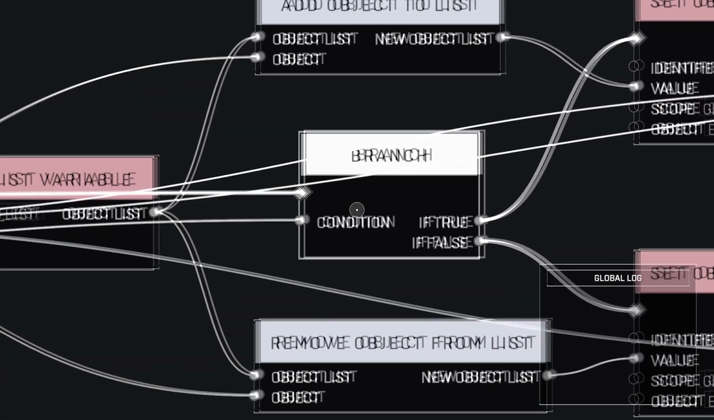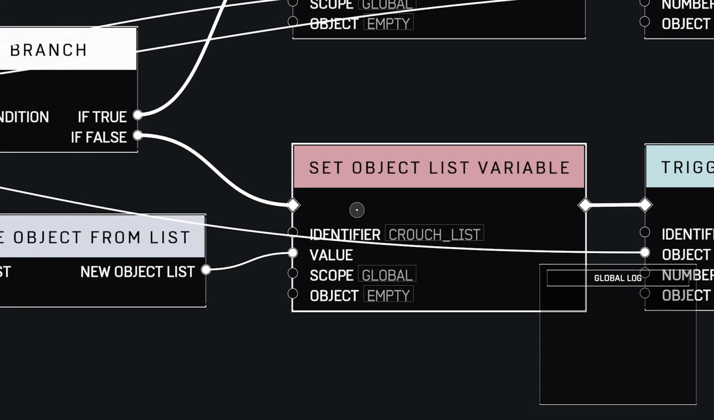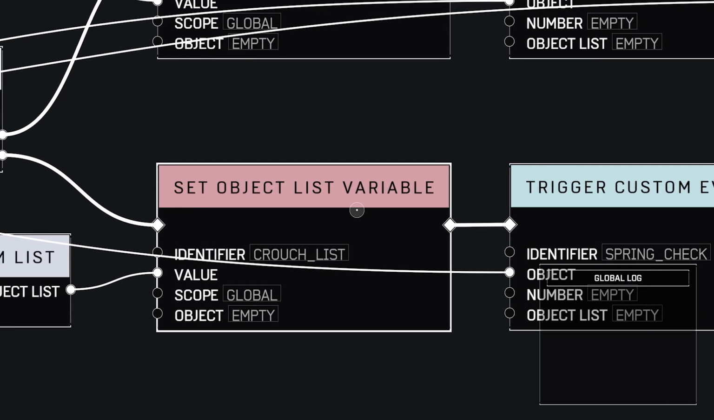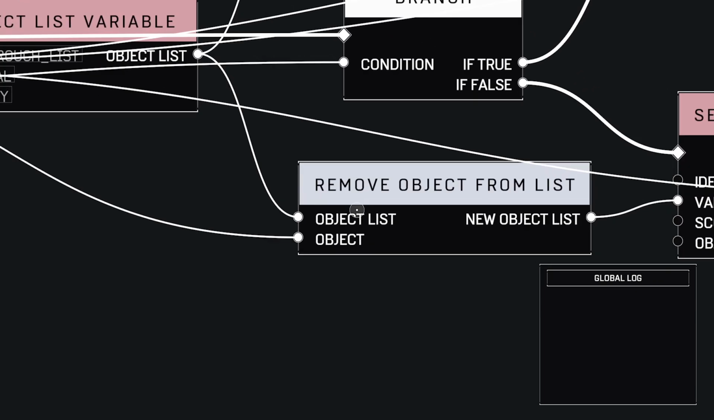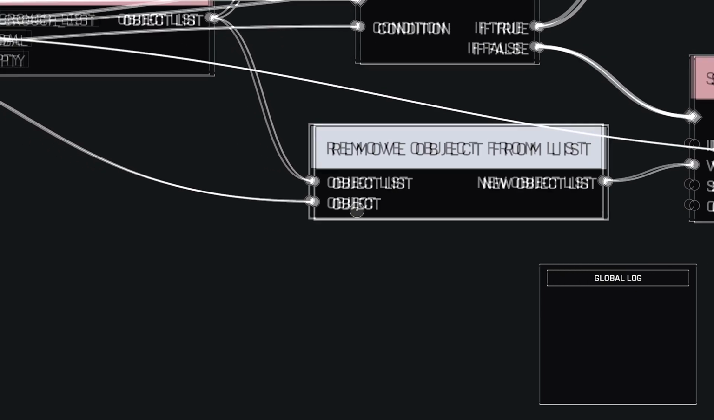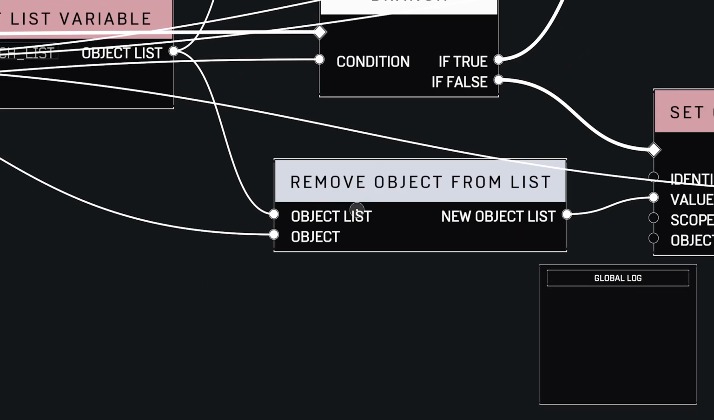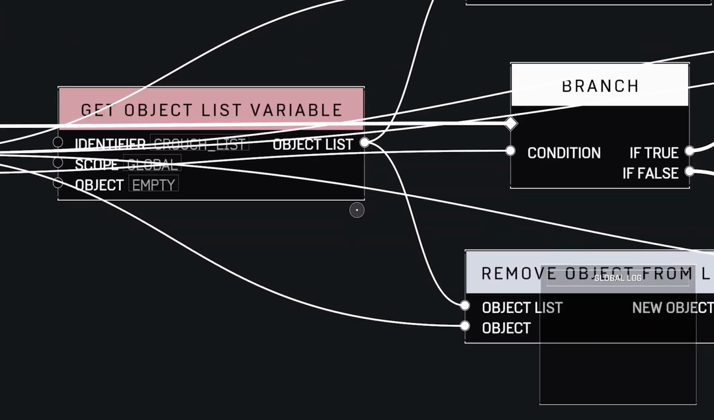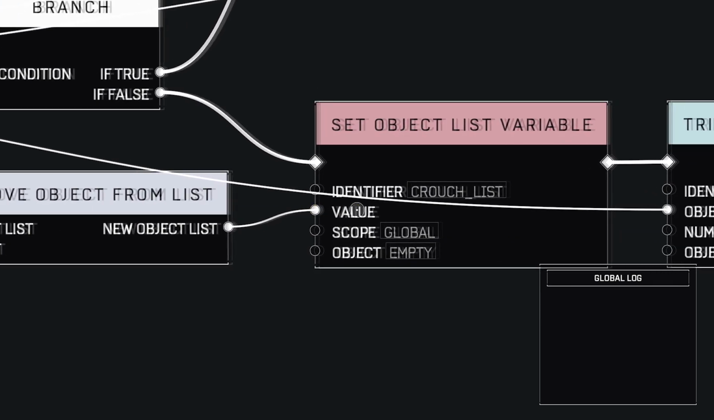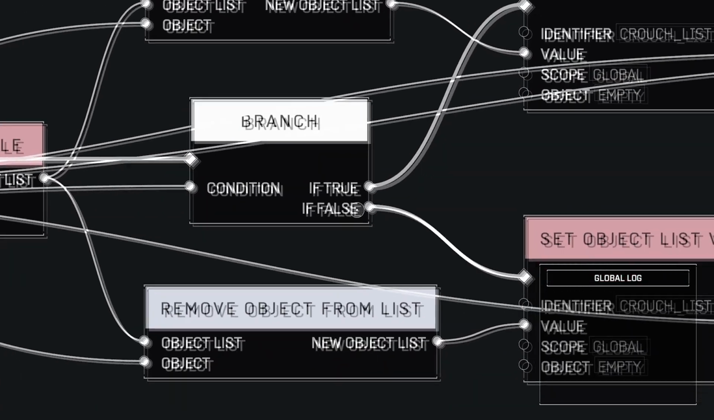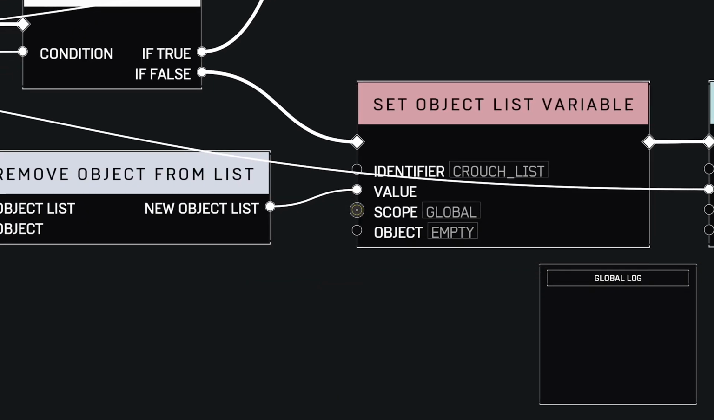So let's take a look down here really quick. So if they do not crouch, this would return as false, and that would bring us down here where we are also setting an object list variable for crouch list, only this time the value is going to be removing this object from list, and the object is, as you can imagine, also the player. So we would be removing the player from this crouch list here, and that would be the new updated list, and that would be the value here. So if they do not crouch, they will no longer be on this crouch list. They would be removed from it.